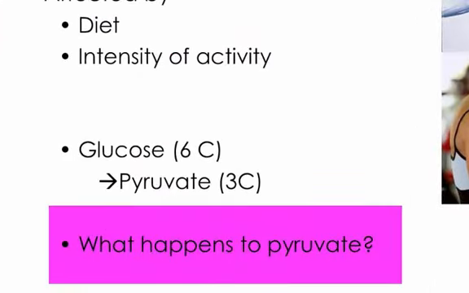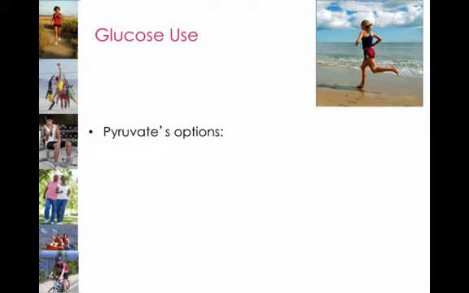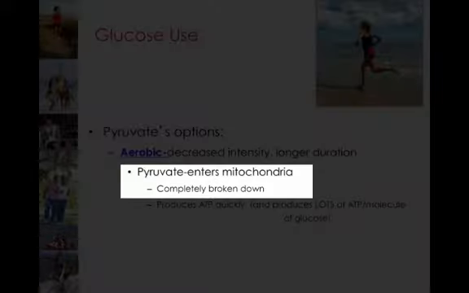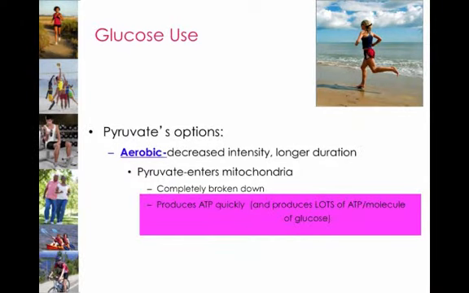What happens to this pyruvate? We have several options for pyruvate. One of pyruvate's options is the aerobic option. This is what occurs during activities of long duration and lower intensity, ones that you can do for long periods of time. What happens is that pyruvate can enter the mitochondria and gets completely broken down by those cycles, the citric acid cycle and the electron transport chain, and lots of ATPs are produced per molecule of glucose.